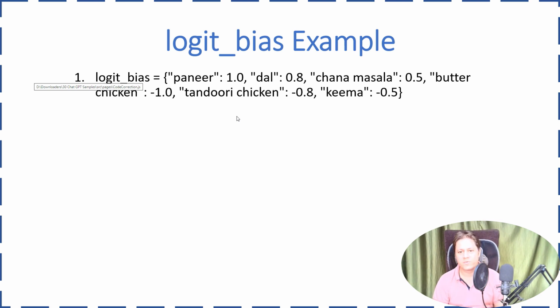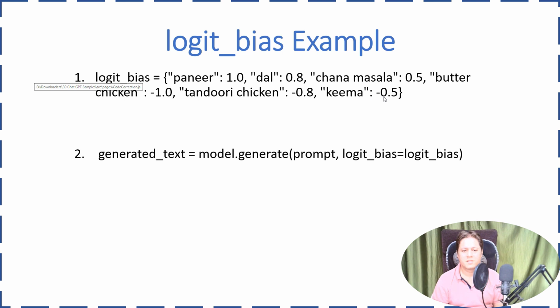Let's say there is Indian food. I am talking about some Indian food wherein I want the vegetarian stuff. I want to highlight the vegetarian stuff. What I will do is, I have given paneer 1.0, dal 0.8, that means greater than 0, a positive value. Chana masala 0.5, butter chicken minus 1.0, that means it's negative. But why? Because it's non-veg. Tandoori chicken minus 0.8, keema minus 0.5.